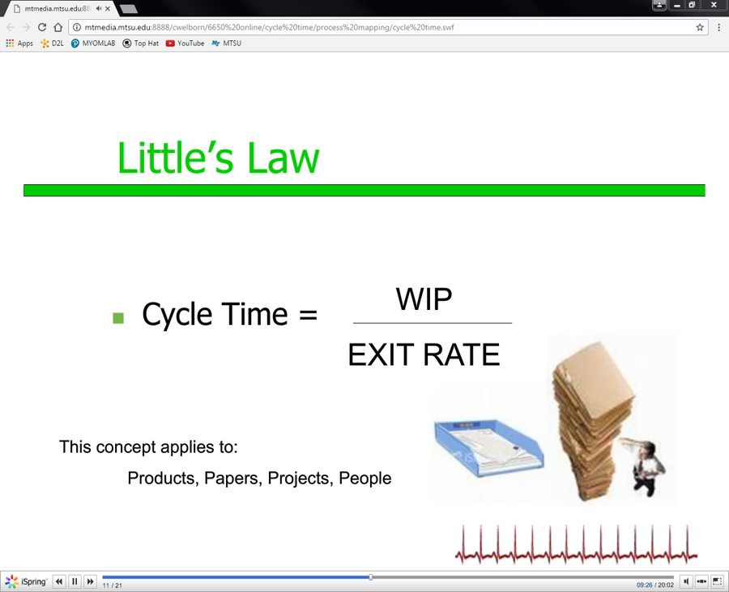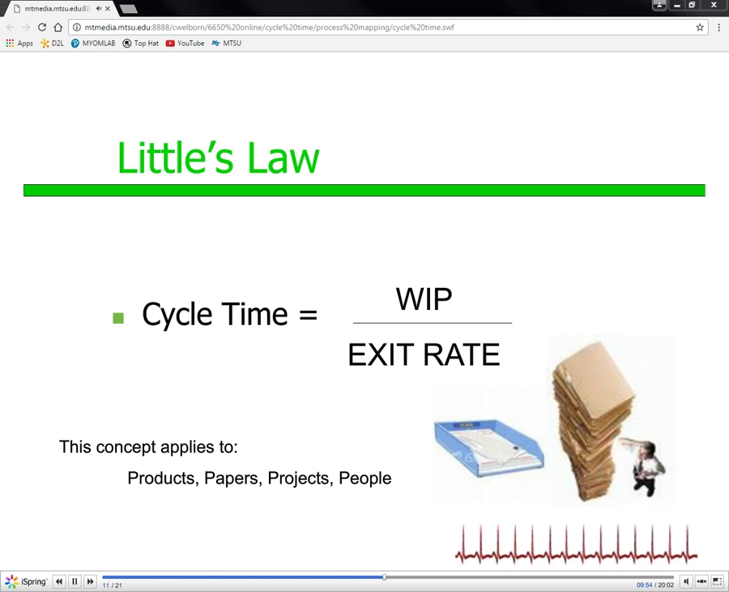We want to make the time that it takes from starting the job to finishing the job as small as possible. And if you think back to 6th grade math or something like that, if I want cycle time to go down, then I either have to make this number, WIP, go down, or make this number, exit rate, go up. Sometimes you can't increase the exit rate. Some processes have a certain amount of time and you can only process at that speed.